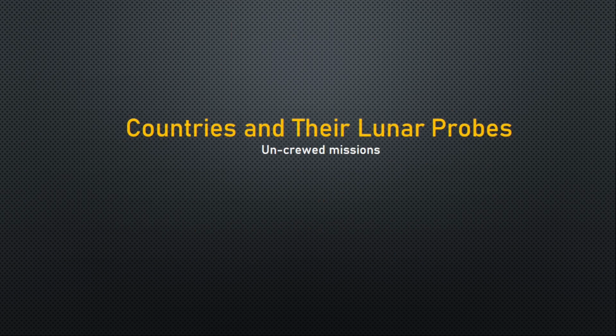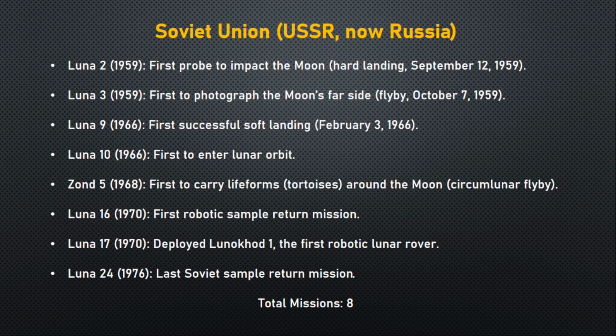Russians were sending probes. But let me talk about countries and their lunar probes. I'm going to focus on the uncrewed missions, missions without any humans. So it could be probes, rovers, or satellites. The Soviet Union, now Russia, started out. They were the first in almost everything, not just in the lunar missions. They didn't want to send any humans because Americans had already done it, so there was no need for them to do it. But they continued to explore the moon.